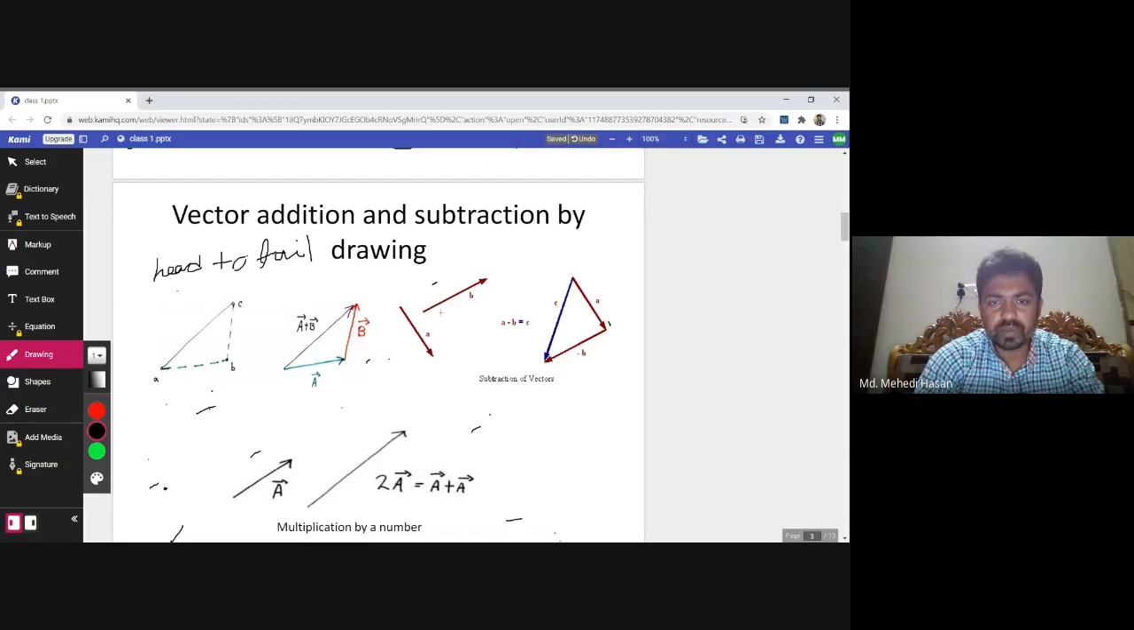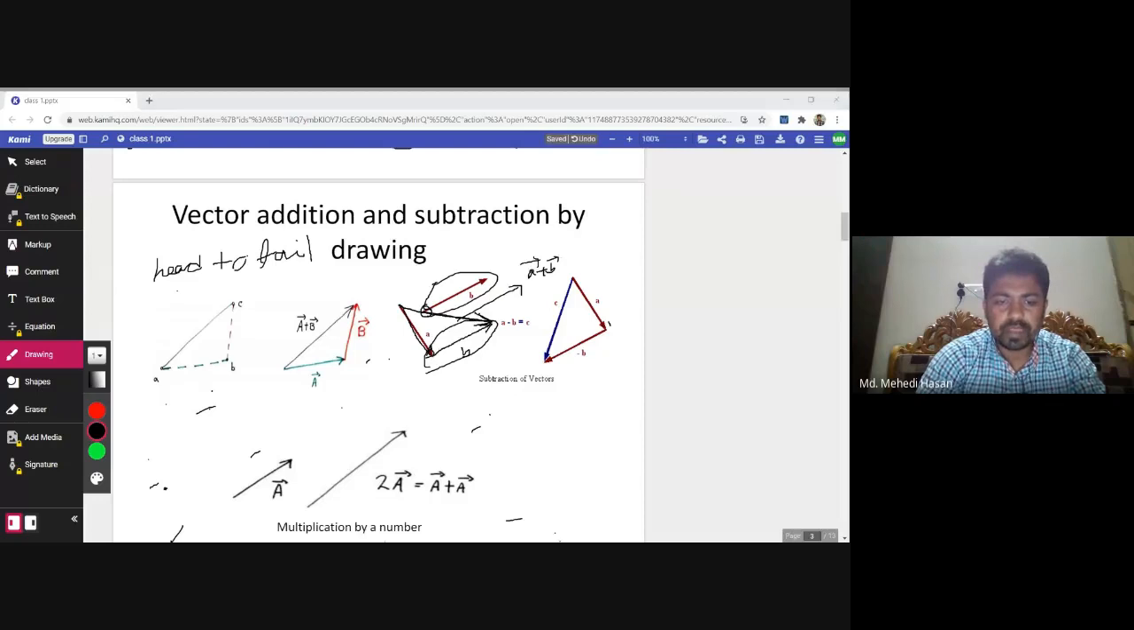In the head to tail law, say we are trying to add vector A with vector B. If we keep vector A the same, then we have to add the tail of the second vector to the head of the first vector, and just keep the direction and magnitude the same. So this is vector B placed here. Then if we draw a third vector from the first vector's tail to the second vector's head, this gives the addition of these two vectors. So this is A plus B.